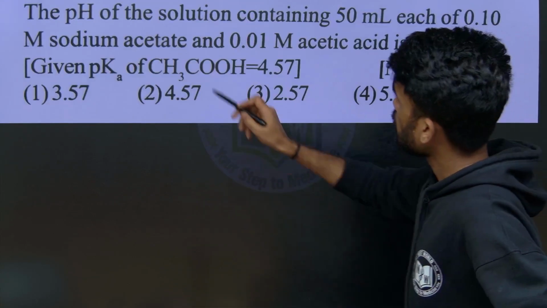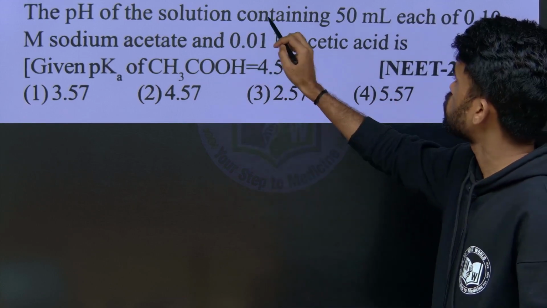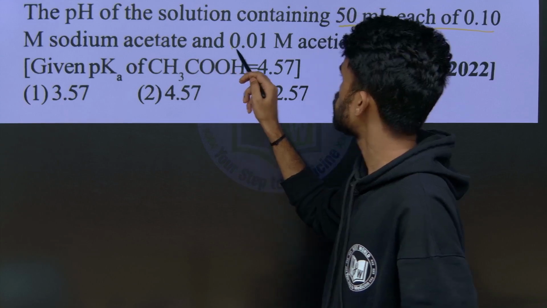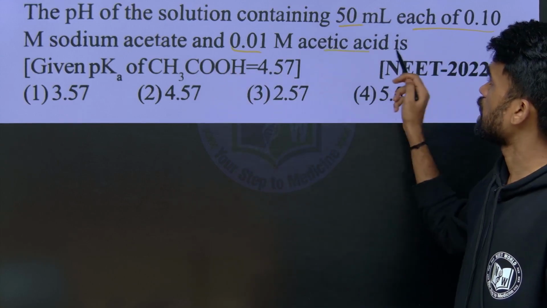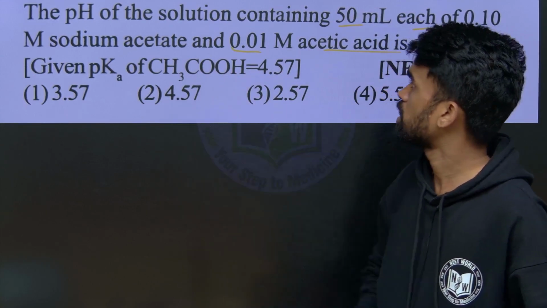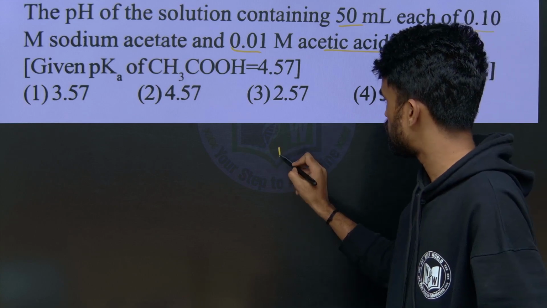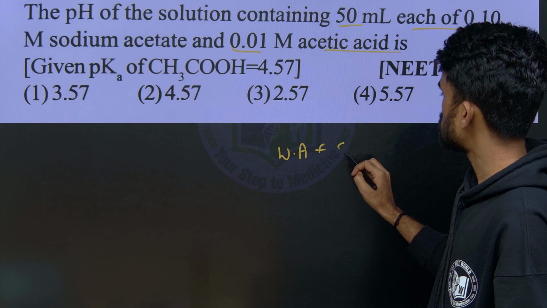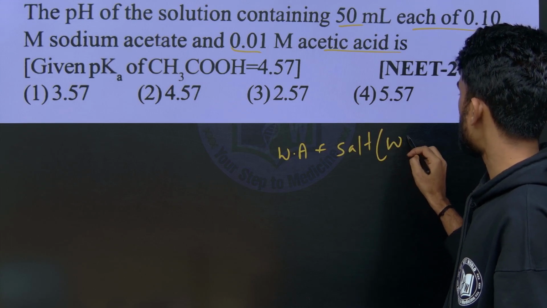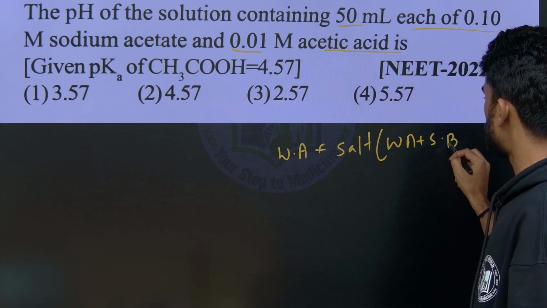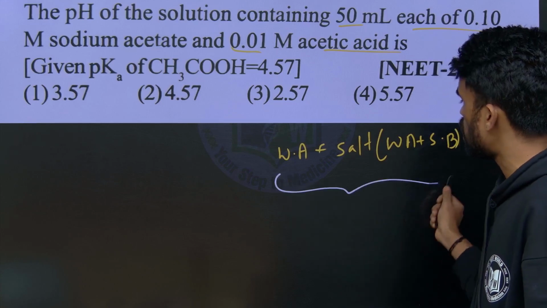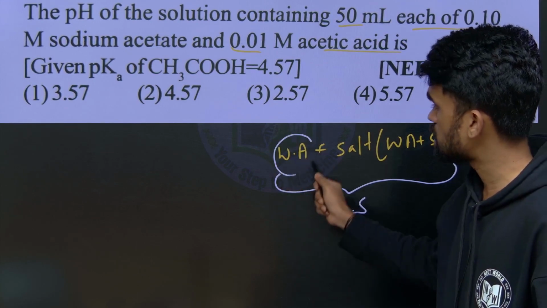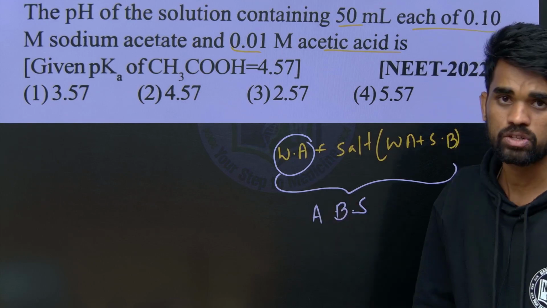Next, pH of solution. pH of solution containing 50 ml of each 0.1 molar sodium acetate and 0.01 molar acetic acid. Okay, pKa is given. See, whenever we have a mixture of weak acid and salt formed from weak acid plus a strong base, when we have this kind of mixture, this should be called a buffer solution. So we have weak acid now, so we can say acidic buffer solution.